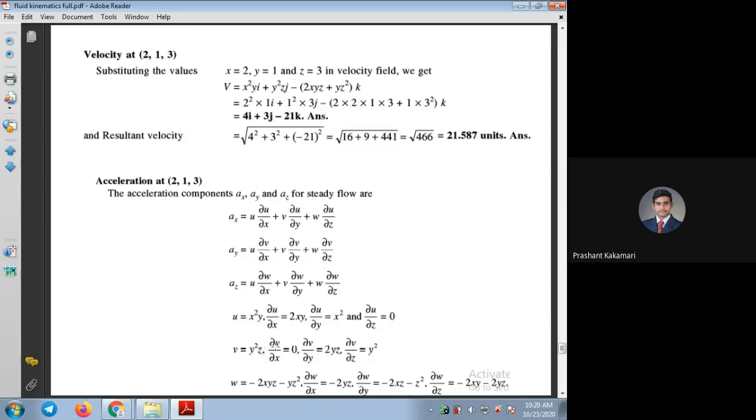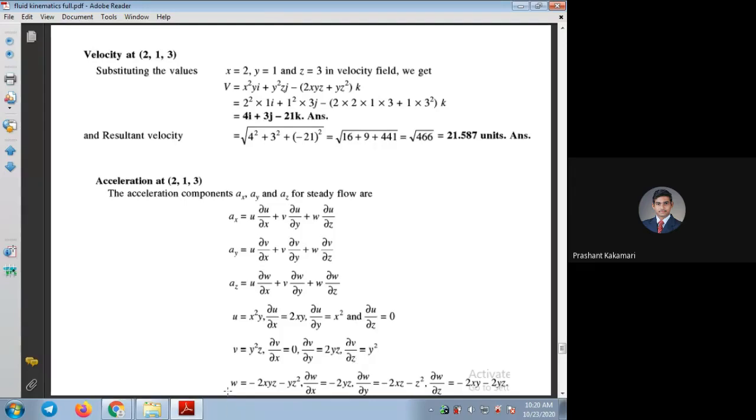So ∂v/∂x will be 0. ∂v/∂y is 2xyz, which we already found out. Then ∂v/∂z, if you differentiate with respect to z, it will be y². So only this is the addition in this acceleration. We need to find the differentiation with the remaining two directions, x and y or y and z.